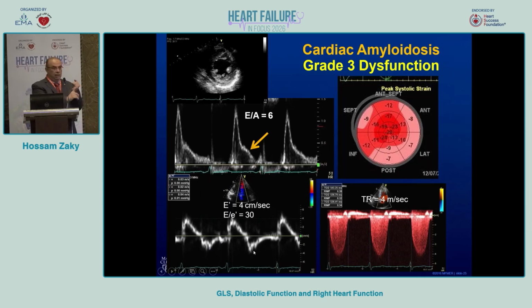So we have an E/A ratio of 6. We have 4 centimeters per second for the e' velocity. We have an E/e' ratio of 30. TR velocity more than 2.8. So we have all 4. This is grade 3. What's left is to look at the mitral inflow and do Valsalva. If it is the same or the A gets higher, if the A gets higher, this is grade 3 reversible. If the A is still small, this is grade 3 irreversible.